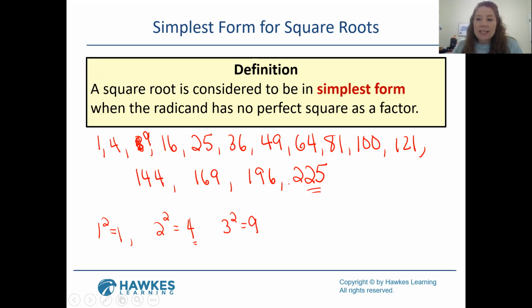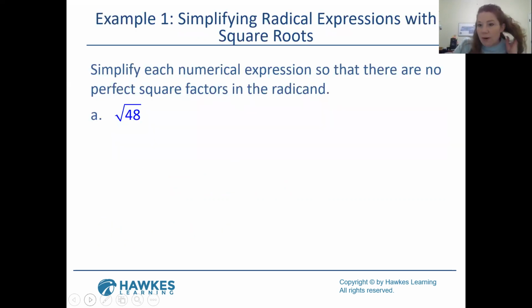If you memorize these numbers, the next problems that we do are going to be a little bit easier for you because we're going to be looking for factors that are perfect squares. All right, so here we go. I'm going to show you 3 different ways to do this problem. The first way is to find a calculator that will do it for you.